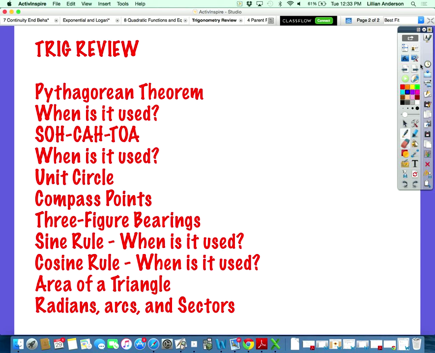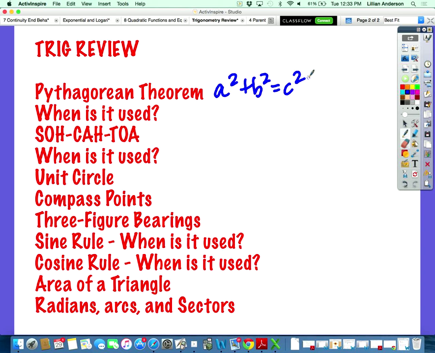Pythagorean theorem. First, what is it? Very good. When do you use it? What about right triangles? When you're missing a side, use the Pythagorean theorem in the right triangle. That's when you use the Pythagorean theorem.